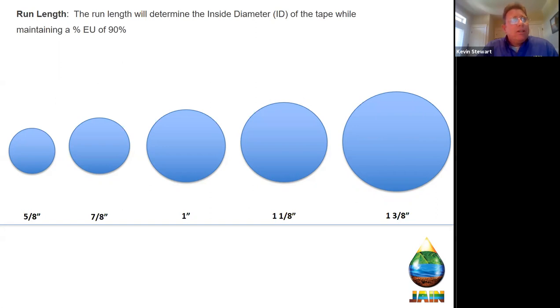And so Jain has all of these. When you look at our Chapin and Turbo Tape products, they really lend themselves to the 5/8 and 7/8. Our Cascade products, really, it's the entire run here. In Cascade, we do this in 5/8 and also in 7/8, but we make it in the 1 inch, 1 and 1/8, and 1 and 3/8.